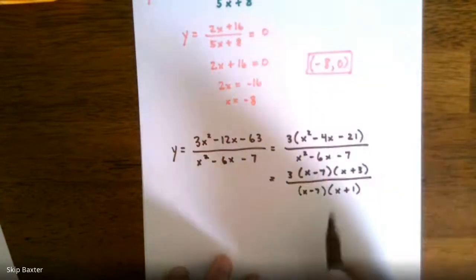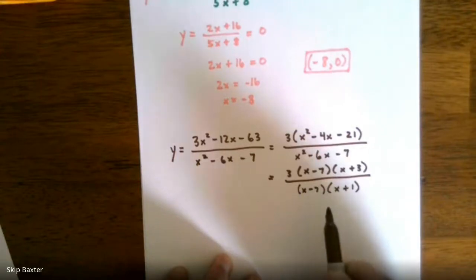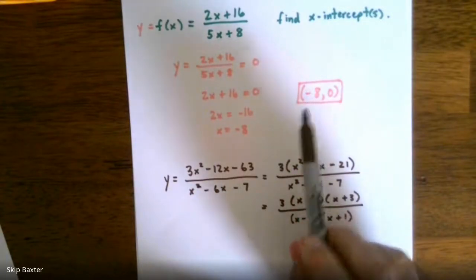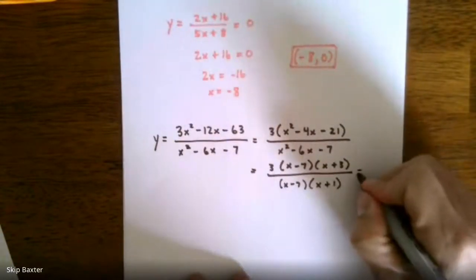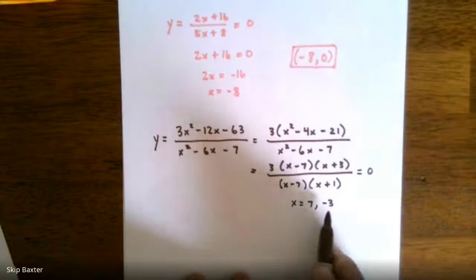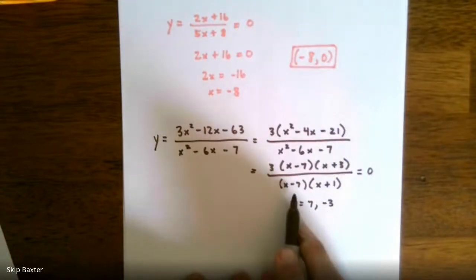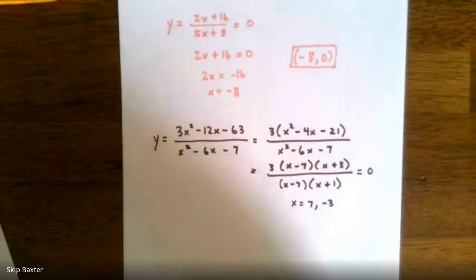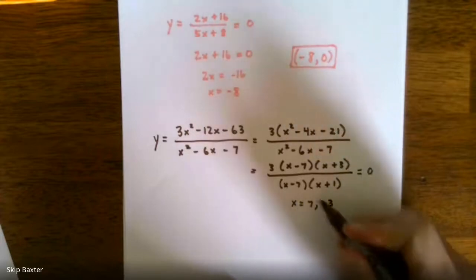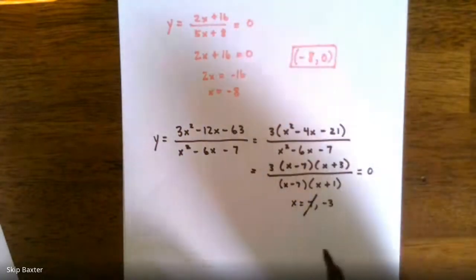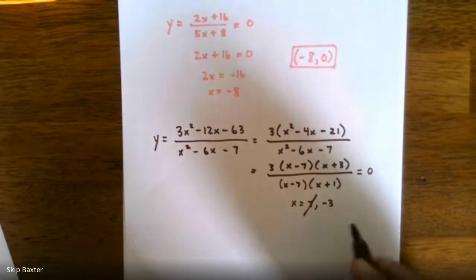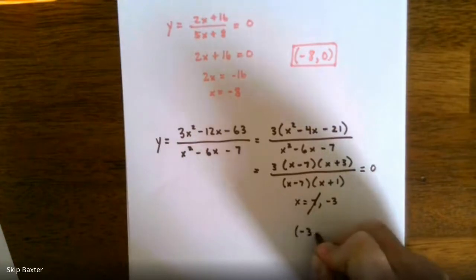And you might be wondering, why did I factor the bottom when I don't have to? Well, remember what I said up here. It's an x-intercept if the numerator is 0 but not the denominator. So in this case, if I set the numerator equal to 0, I get x equals 7 and x equals negative 3. However, at 7, I also get a 0 denominator. So even though I got 7 as one of the zeros of the top, it's also a 0 at the bottom, so you have to eliminate it as an x-intercept point. It's not an x-intercept point. Negative 3 is the only x-intercept point. So the answer here is negative 3, 0.